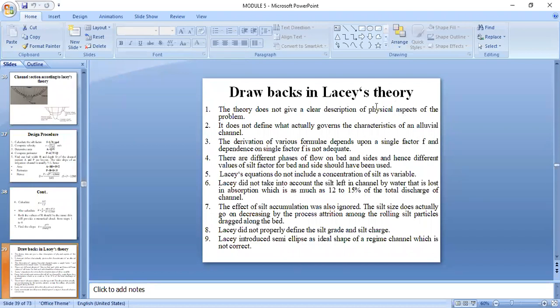That means the surrounding temperature, the evapotranspiration data and other data have not been taken into consideration while carrying out the investigation. Next, it does not define what actually governs the characteristics of an alluvial channel, because there are so many characteristics which govern a particular channel. These things have not been taken into consideration. Next, the derivation of various formulas depends upon a single factor, that is silt grade, and dependence on a single factor f is not adequate. So this is one of the limitations.